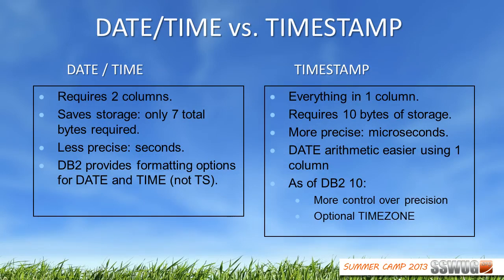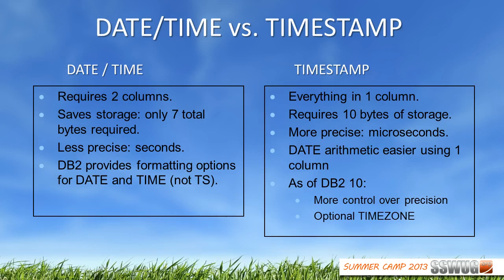Another thing to consider with dates and times versus timestamps is that you need to understand what your usage requirements are. So if you have a table and it requires both a date and a time, then you've got a choice. 2 columns or 1 column. 2 columns, a date and a time, 1 column, a timestamp. Obviously, there's pros and cons to each way.